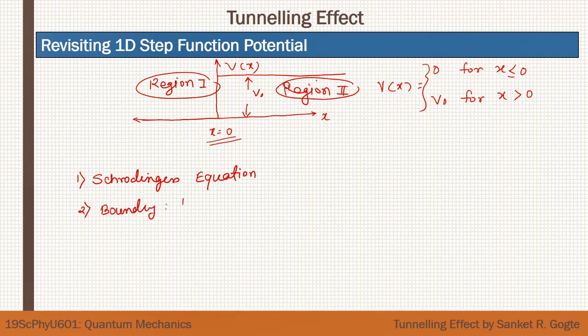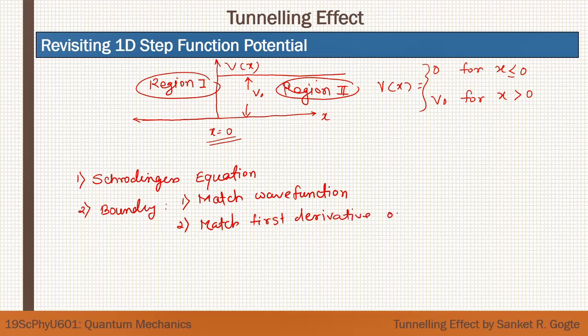In the first boundary condition, we matched the wave function at the boundary, which is at x is equal to 0, and in the second boundary condition, we match the first derivative of the wave function in region 1 and in region 2, of course. And this gives us two simultaneous equations, whereas there are three unknowns that we get in the solution of the Schrodinger's equation.